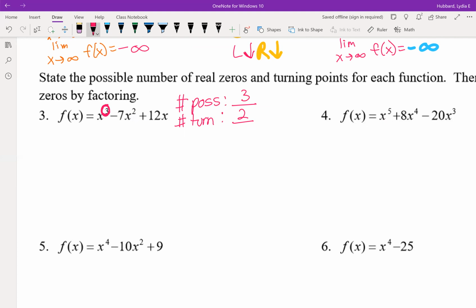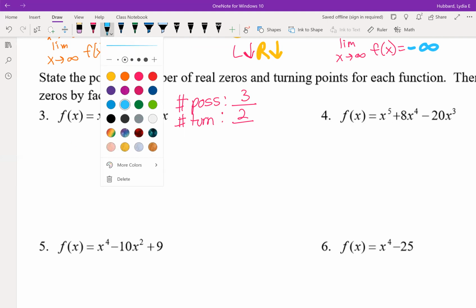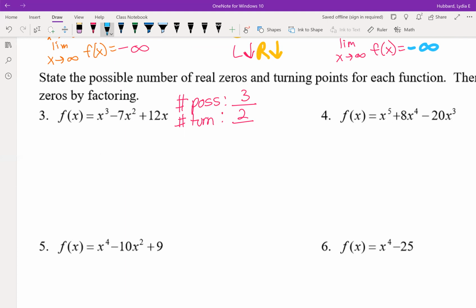From there, we need to factor. The first thing we always want to check for is a GCF. The greatest common factor from all three of these terms, the biggest thing that we can take out, is just going to be an x. That'll leave us with x squared minus 7x plus 12. And from there, we can factor the rest of this using the box.